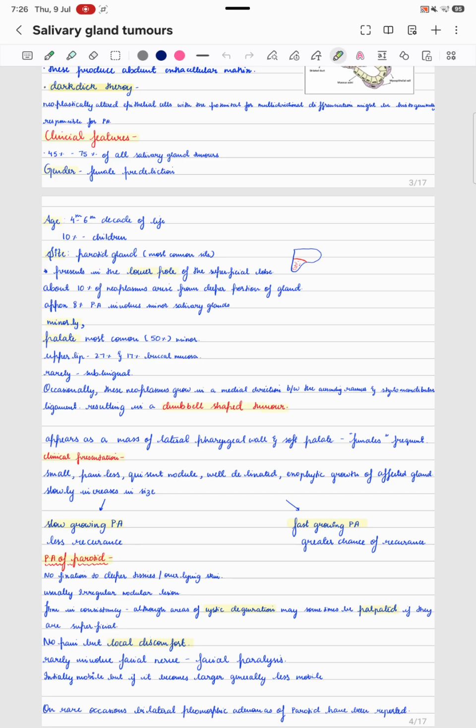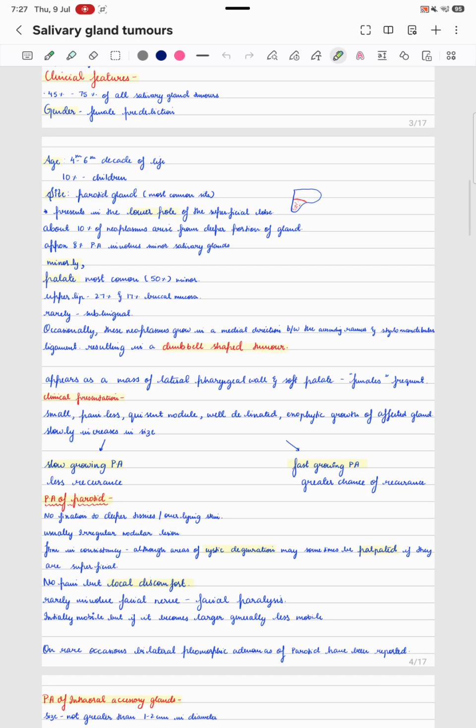Now the clinical features: it is gender predilected, female. It occurs in 45 to 75% of all cases. Site is the parotid gland, 4th to 6th decade of life. In minor glands it is present in 8% of the minor salivary glands. The most common site is the palate, which is 50%.